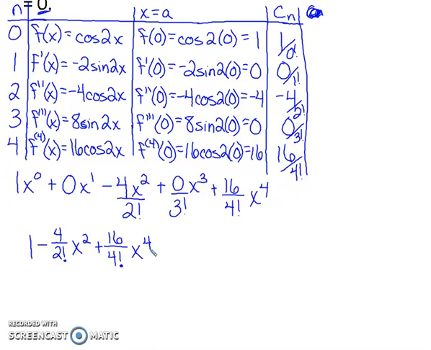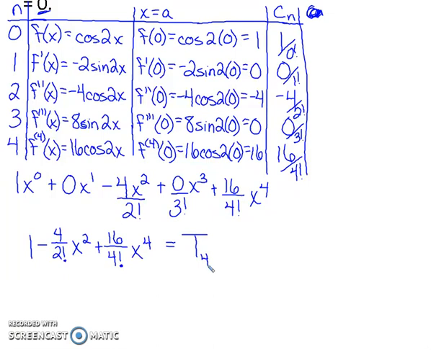So this is our Taylor series, and so we usually call it a capital T, and we put the number down there for which degree that we went to. So this would be the 4th degree Taylor polynomial, so we call it T sub 4. This function models the behavior of cosine 2x, like I said.